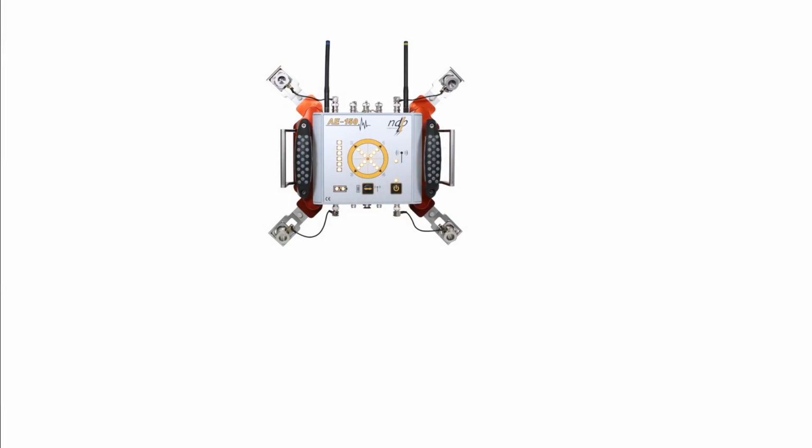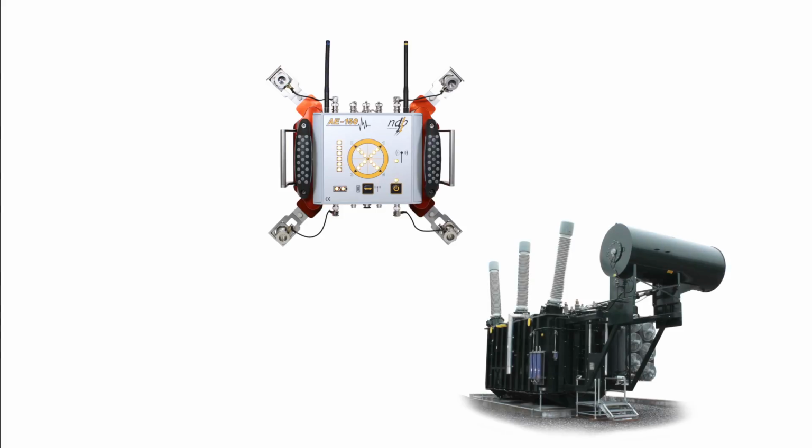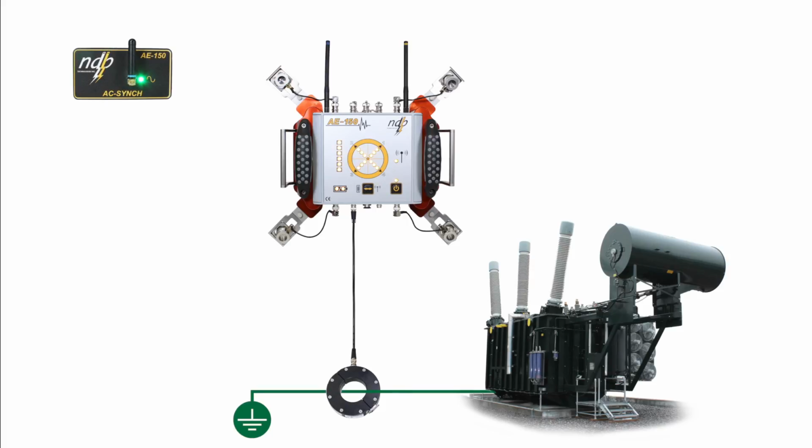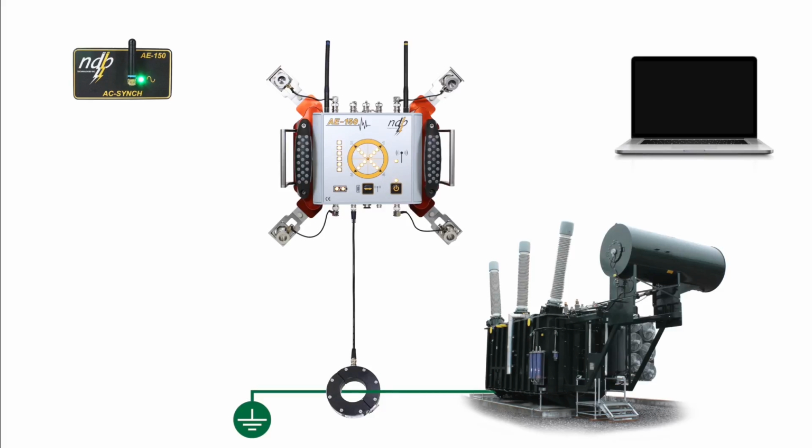The AE-150 main module is magnetically mounted on the power transformer tank. An electric type sensor, in this case our HFCT, is installed around the transformer tank ground cable. The wireless phase synchronization module is connected to a line frequency voltage source that would be nearby. A computer is used to control and retrieve data from the AE-150. In this case, we will use the wireless communication option.